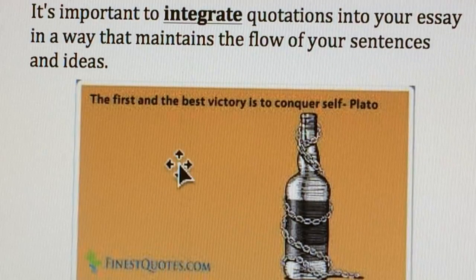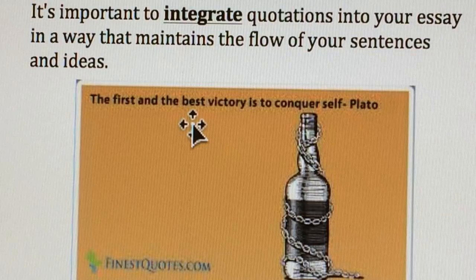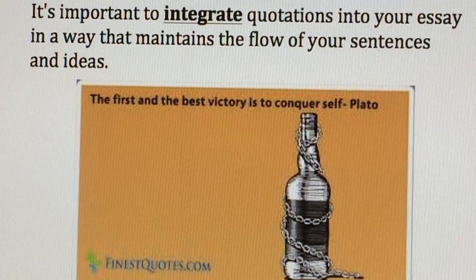Here's a nice quote from Plato: "The first and best victory is to conquer self." So if you're writing an essay describing the life of Emily Dickinson, and you just kind of throw this quote in there, you have to be sure to explain how Emily Dickinson conquered herself. Else, why did you put the quote in there? So you have to integrate it.